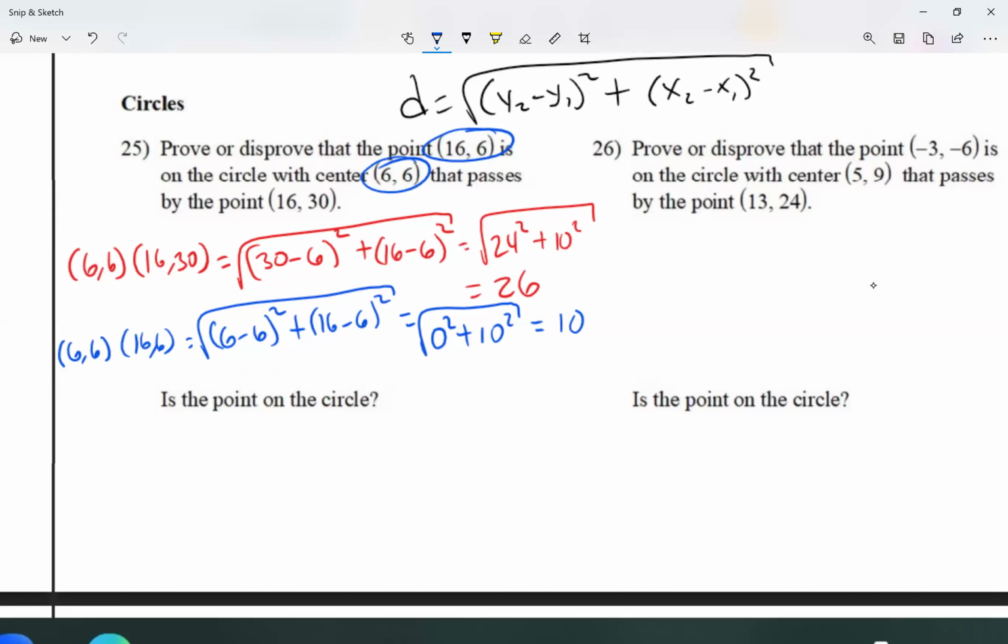So remember, when I started this question, I said let me find the distance from the center to a point on the circle, and I did that in red. The radius is 26. Now I found the distance between the center and the other point, and the distance is 10. The distances are different. So is the point on the circle? In this case, I'm going to say no. It's not on the circle because the distance between the center and this other point is not equal to the radius.